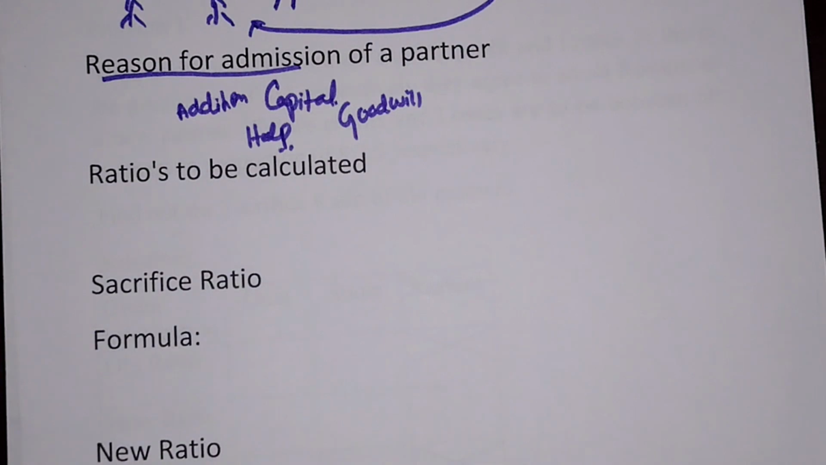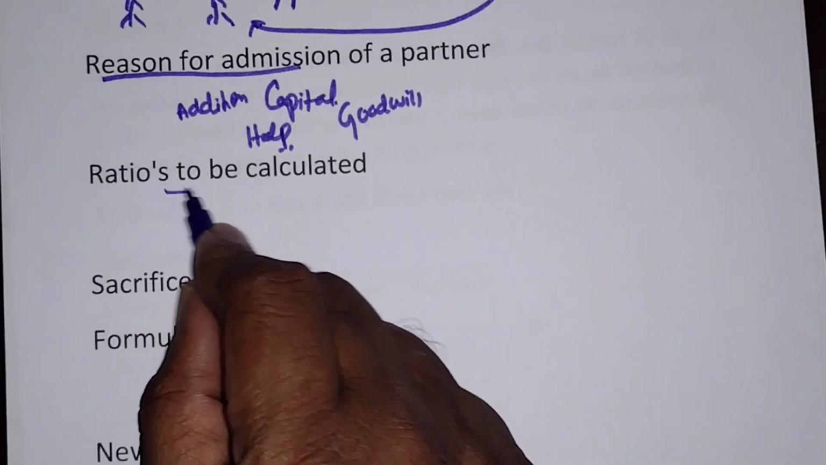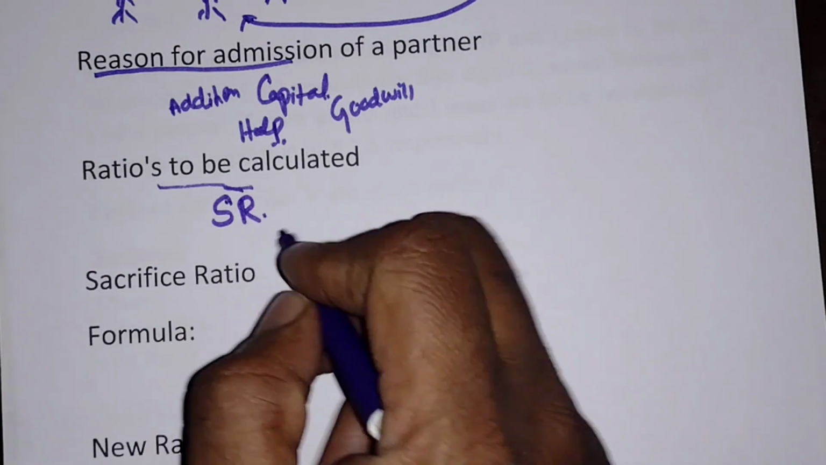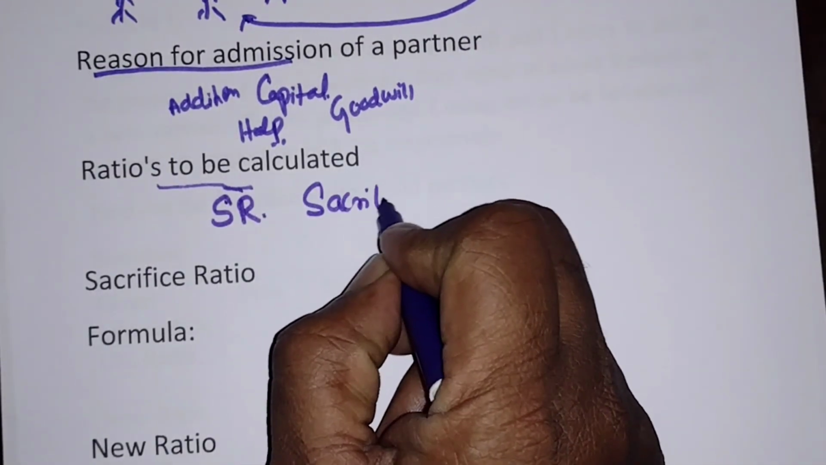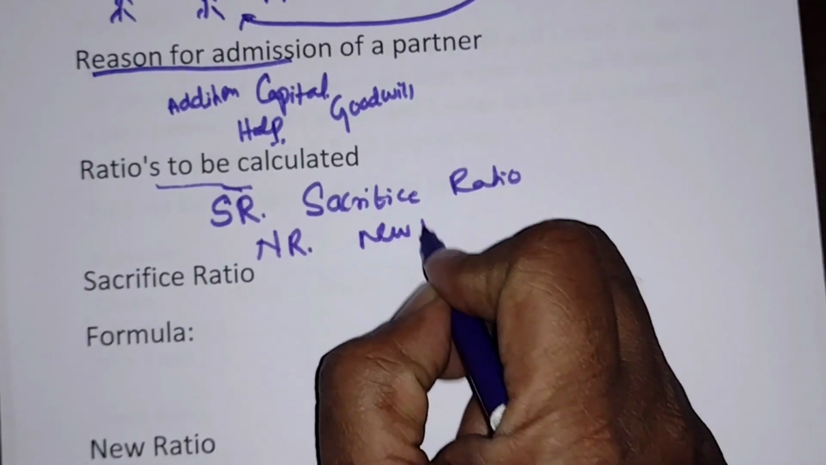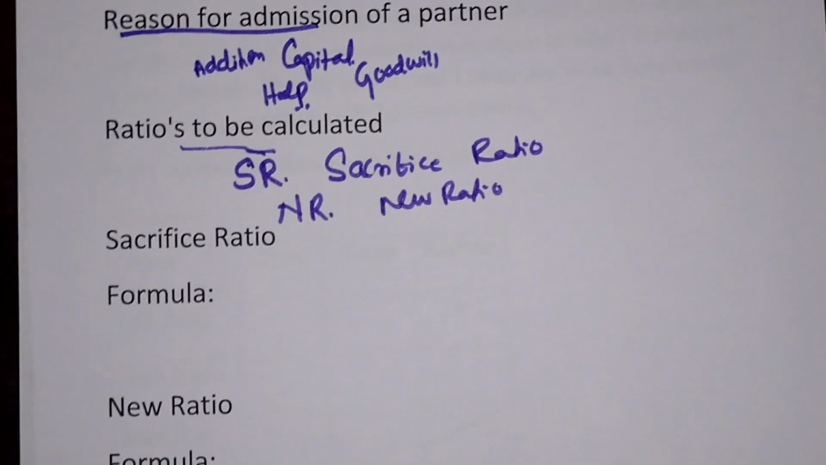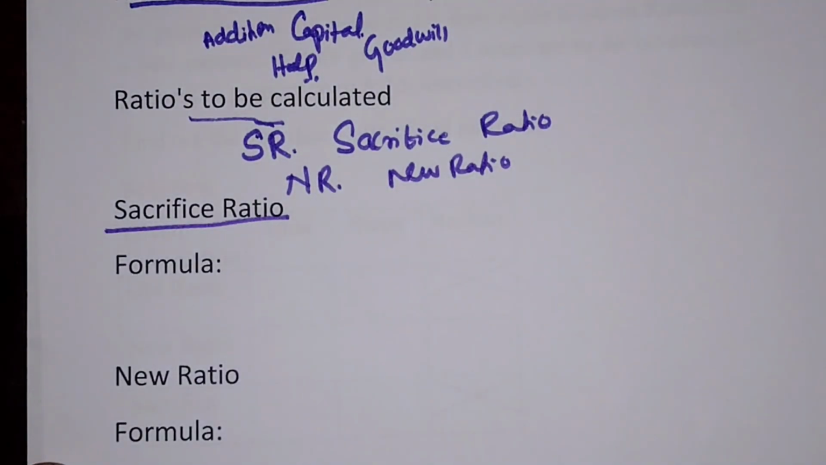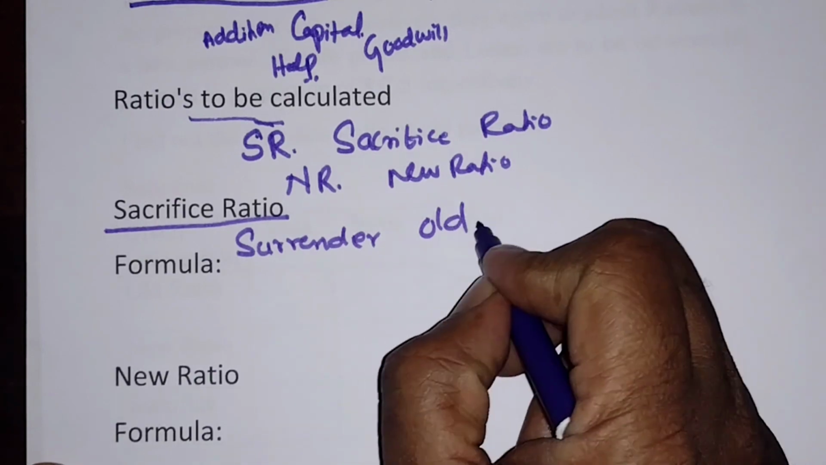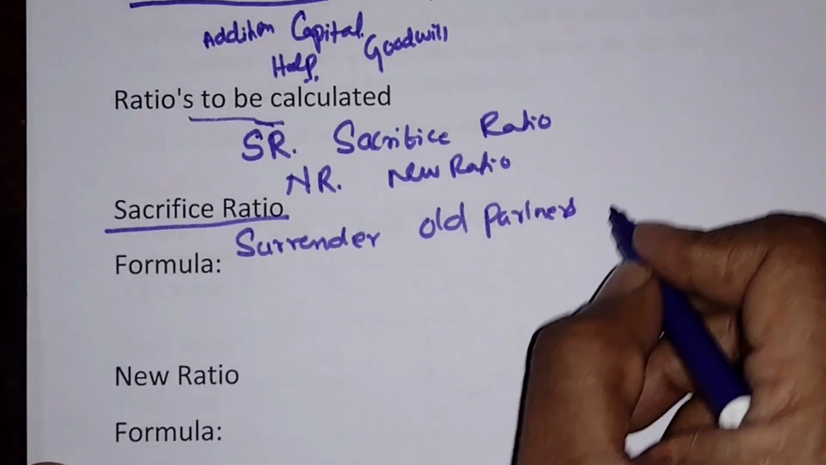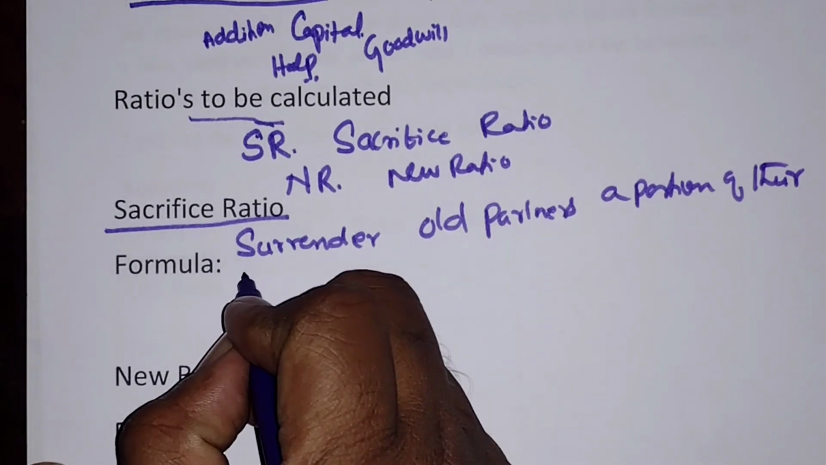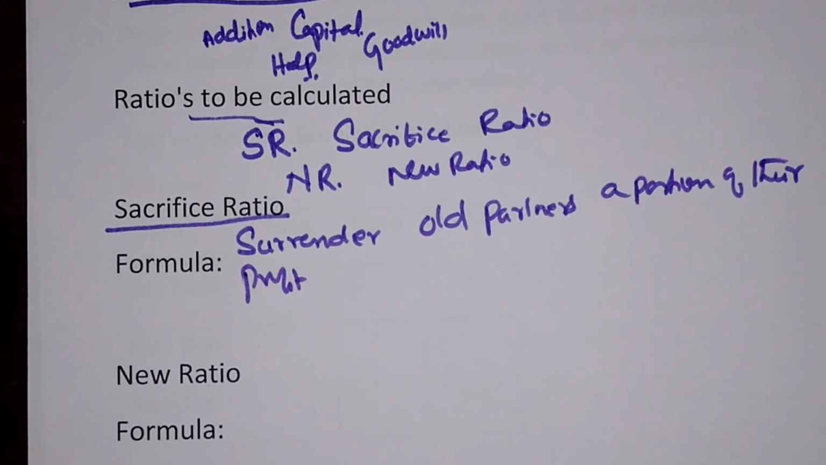Coming straight to the subject relating to this chapter, there are ratios to be calculated. One is the sacrifice ratio. Another one is the new ratio. What is the sacrifice ratio? Sacrifice ratio, one simple meaning: surrender. Who surrenders? The old partner surrenders a portion of their profit. That is called the sacrifice ratio.